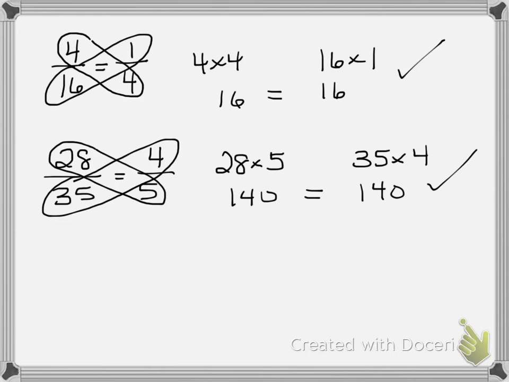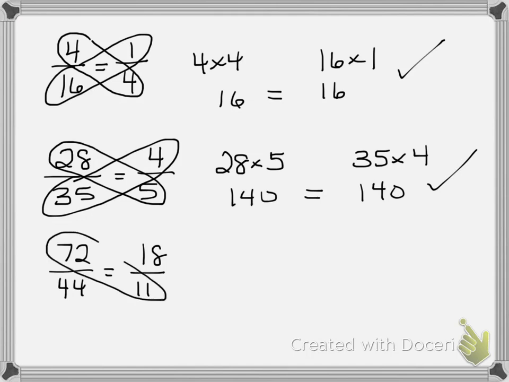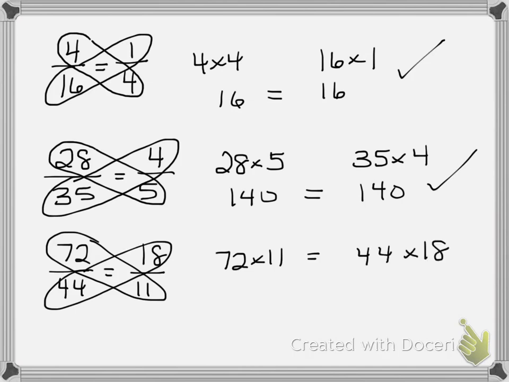Or better yet, a larger one. 78 boys to 44 girls equals 18 boys to 11 girls. I want to find out if this is a proportion, so I shall do my cross product property. So 72 times 11 and 44 times 18. I did the work already, and you get 792 on both of them. So all three here were called proportions because of the cross product property.